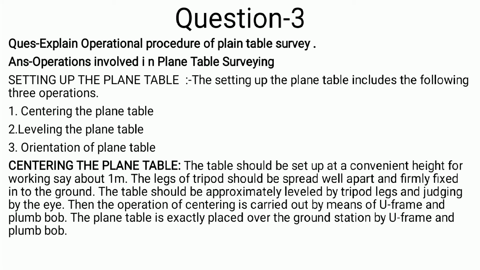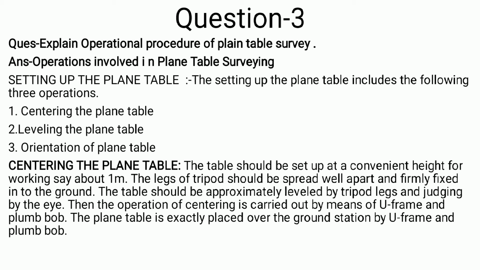Setting up the plane table includes the following three operations: centering the plane table, leveling the plane table, and orientation of the plane table. Centering of the plane table. The table should be set up at a convenient height for working, say about 1 meter. The legs of the tripod should be spread well apart and firmly fixed into the ground. The table should be approximately leveled by the tripod legs, judging by the eye.